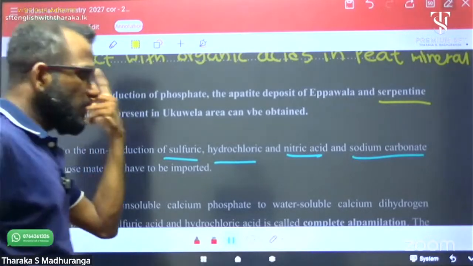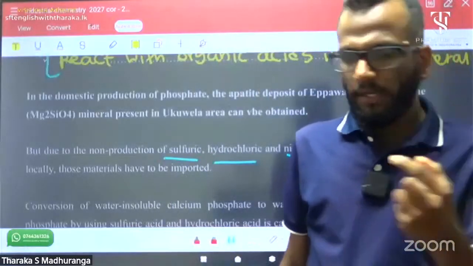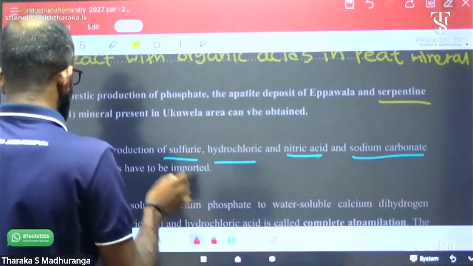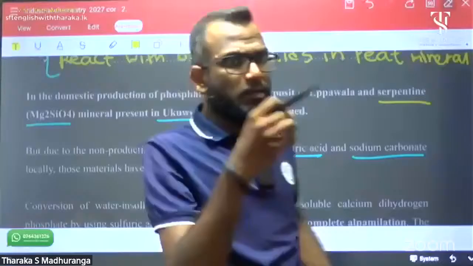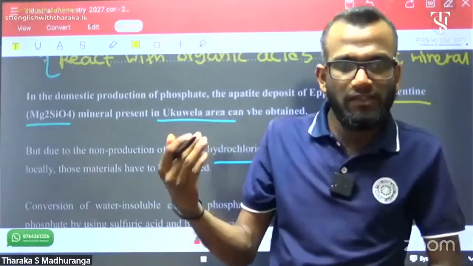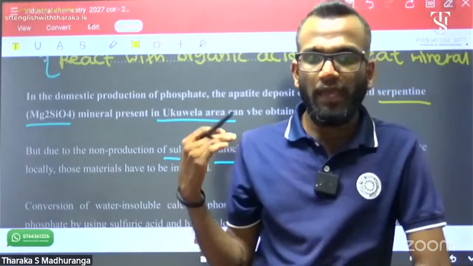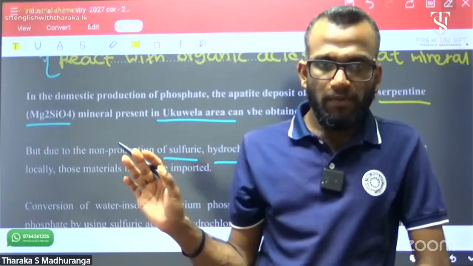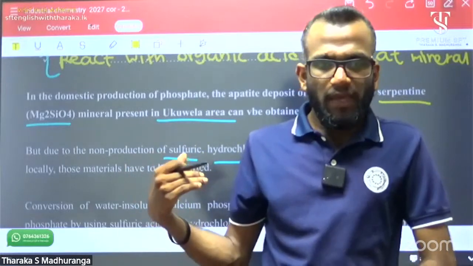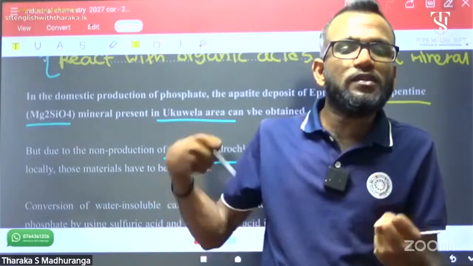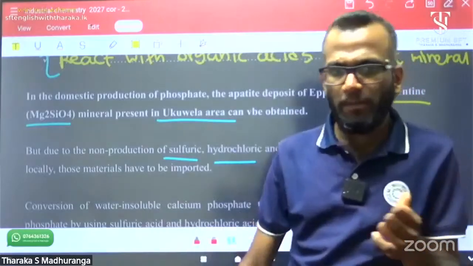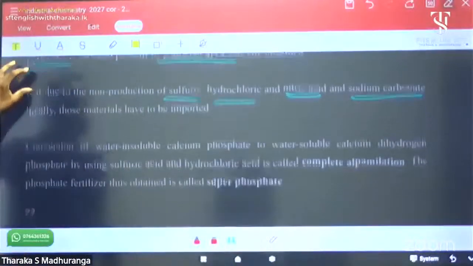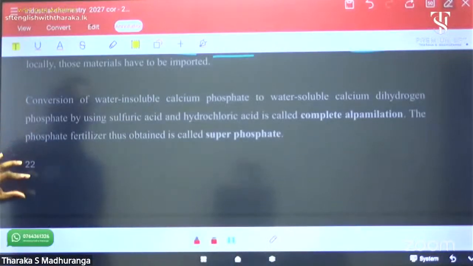Okay, but in local conditions we have a mineral, serpentine. Remember, this is a chemical name, serpentine. That is present in the Ukuwela area. The problem is we can't produce TSP by reacting with serpentine. It produces phosphate fertilizer that is not soluble like TSP, but we can increase the solubility to some level. We can't produce TSP.